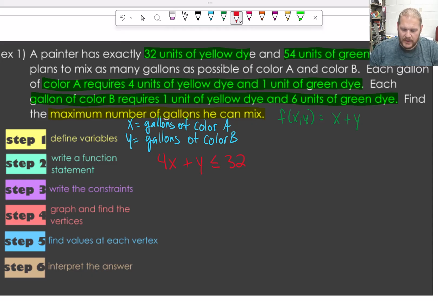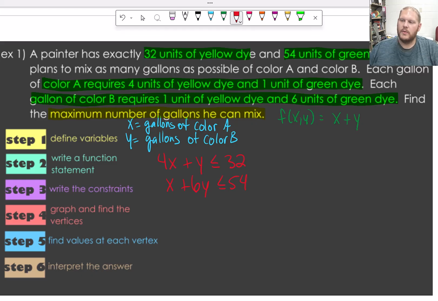So then similarly, if we're looking at color A, it requires 1 unit of green, so just regular old X, and then color B requires 6 units of green, that would be 6Y, and we've got 54 units of green dye. So those would be our 2 primary constraints.